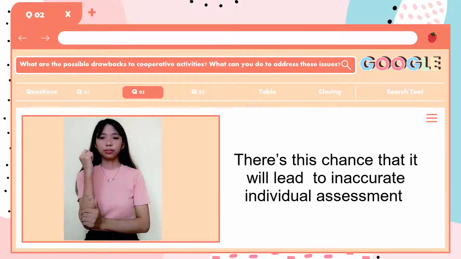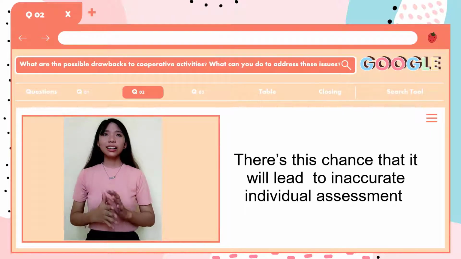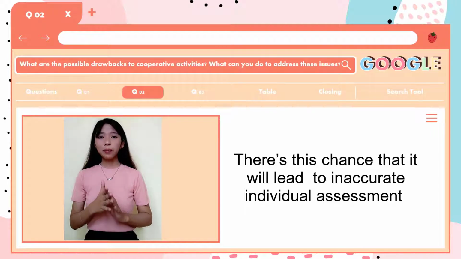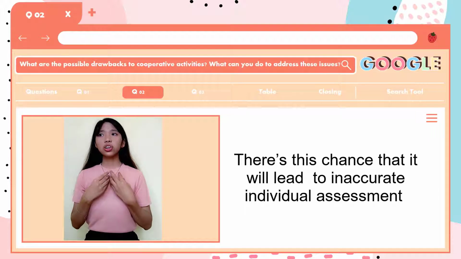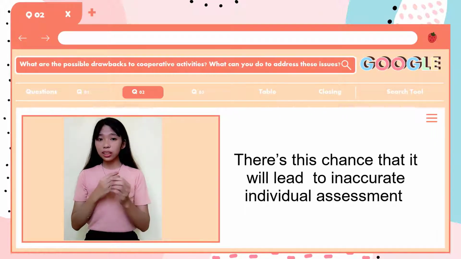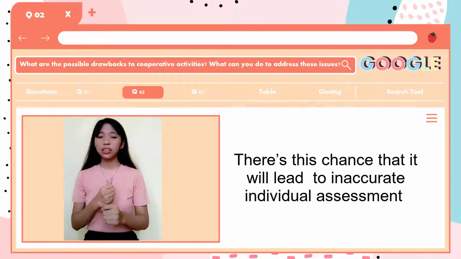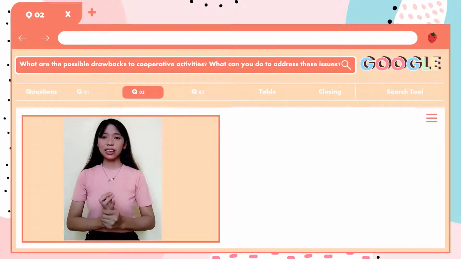3. There's this chance that it will lead to an inaccurate individual assessment. Yung parang ang hirap i-grade. Personally, I've experienced that feeling na baka paano kami i-grade as a group kung pare-pareho na kami nag-grade or may merits ba kapag mas marami kang nagawa. So, as a would-be teacher, I think I will establish a separate rating sheet for members within the group na magre-rate lang sila isa-isa based on the performance ng kanilang kagrupo para maiwasan yung mga ganyan.